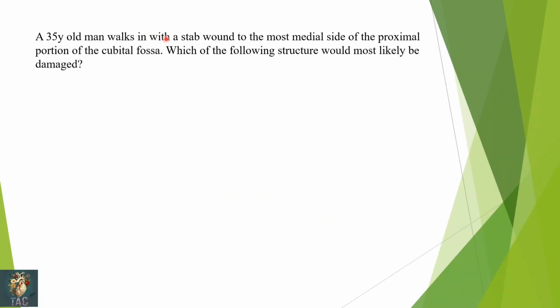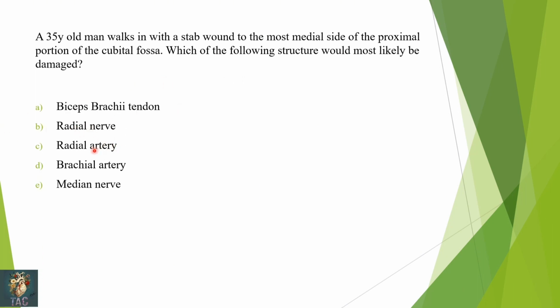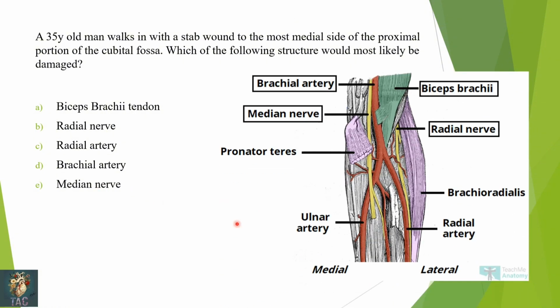A 35-year-old man walks in with a stab wound to the most medial side of the proximal portion of the cubital fossa. Which of the following structures most likely would be damaged? That is biceps brachii, radial nerve, radial artery, brachial artery, and median nerve. So the mnemonic for this, as I have already told you, is MBBR: median nerve, which is most medial, then the brachial artery, then the biceps brachii, and then the radial nerve. As the median nerve is the most medial thing in the cubital fossa, this will be damaged, and E is the option.